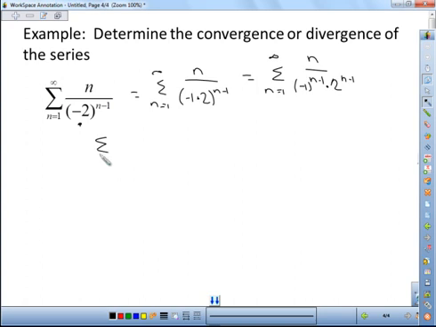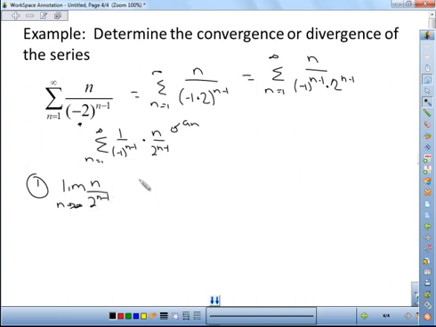Okay, so here's my a sub n. So we're going to use the alternating series test. So we want to know the limit as n goes to infinity of n over 2 to the n minus 1. So notice that when n is infinity, this goes to infinity. 2 to the infinity minus 1 is 2 to the infinity, so that goes to infinity as well. So we're going to go ahead and use L'Hopital's rule.